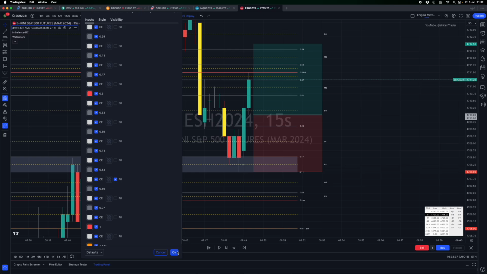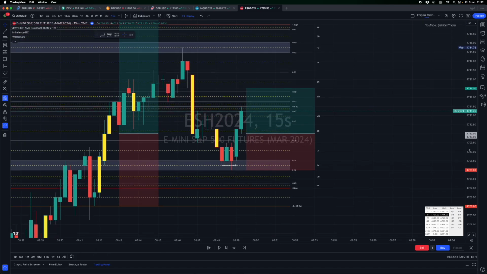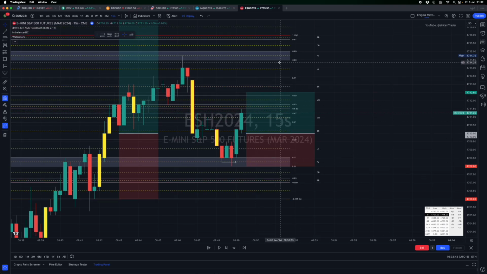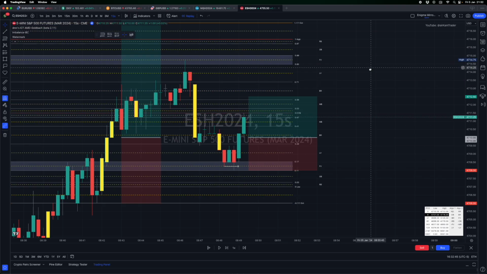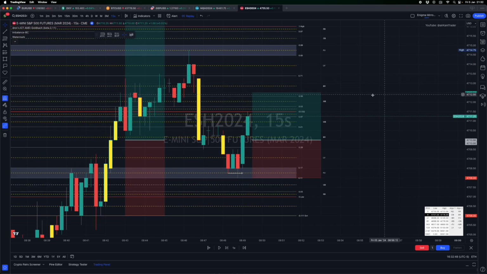Now observe how sensitive these fair value gaps are. Okay, so I've marked it here and I've marked it here, and the dealing ranges higher up will have these fair value gaps. Do note the mirroring effect here. We had the stop run into consequent encroachment. There's your consequent encroachment here in the fair value gap.